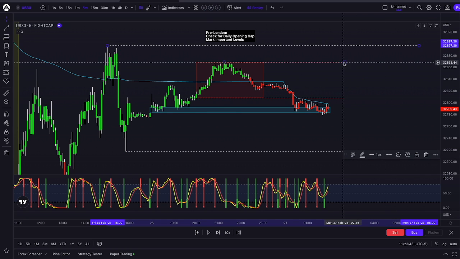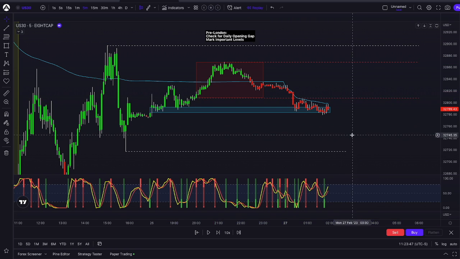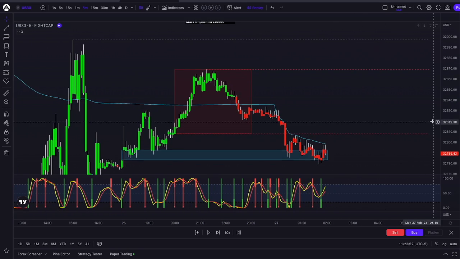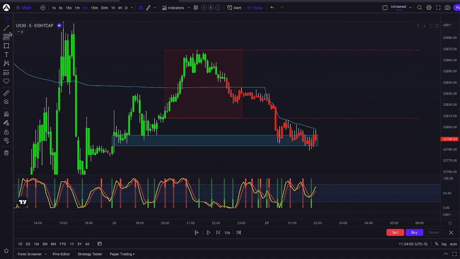I'm going to extend these lines, and we will see what's going to happen around these important levels, because that's what we're looking at right now on a 5-minute time frame. So it's 1:55, 5 minutes ahead of the Europe opening. Also noted right here, we formed a lower low on the US30 chart. So we broke this low and formed a new lower low.